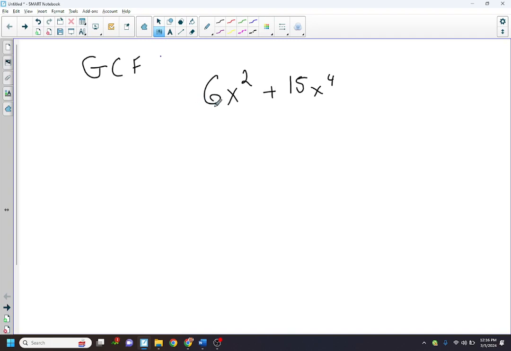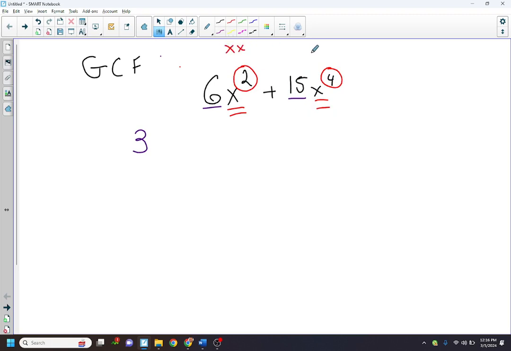So what you have to do is first look at the numbers. Now, when I say what's in common between the numbers, I mean, what do they both have that multiplies to those numbers? So in this case, both of these numbers could take a 3. That's the biggest number that both numbers could take. And then over here, with the variables, you want to see how many is in common by counting. So in this case, this has 2 x's and this has 4 x's.